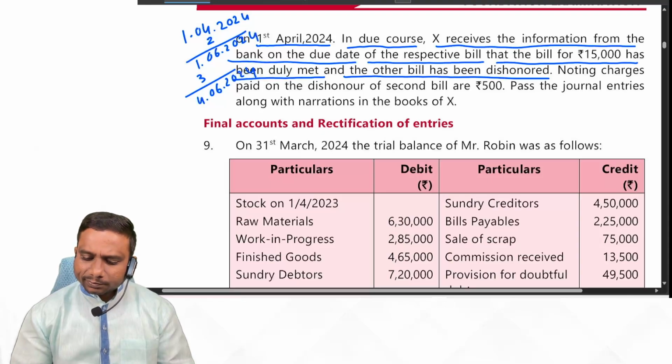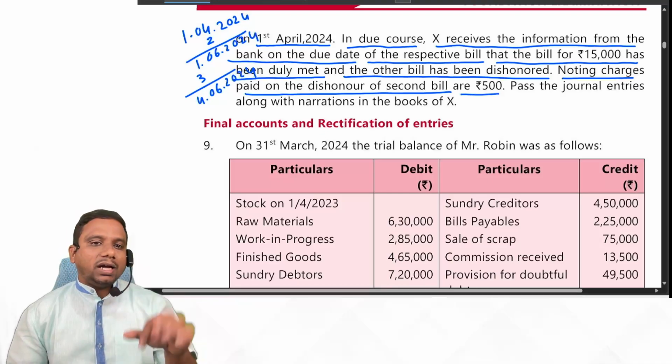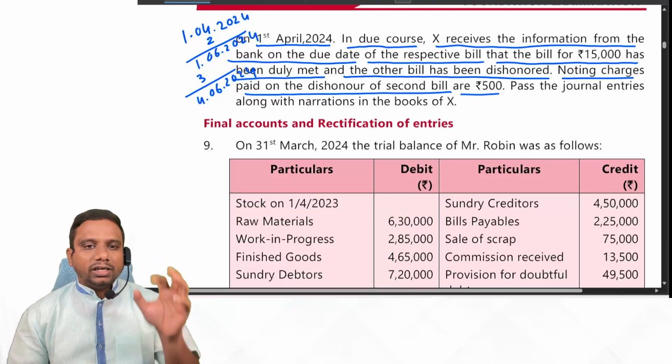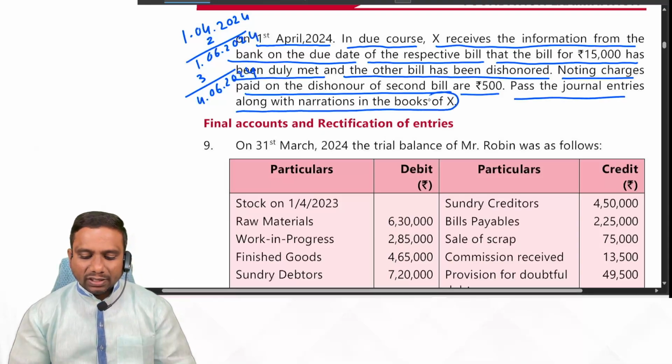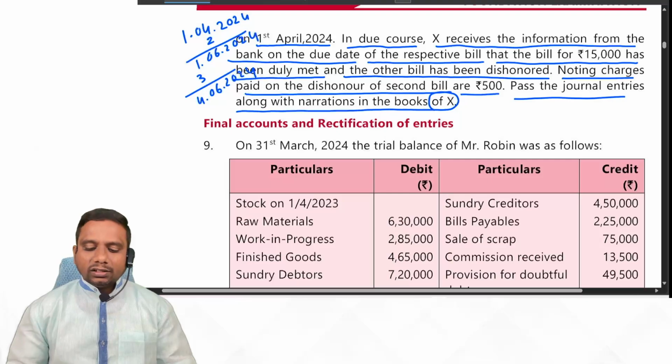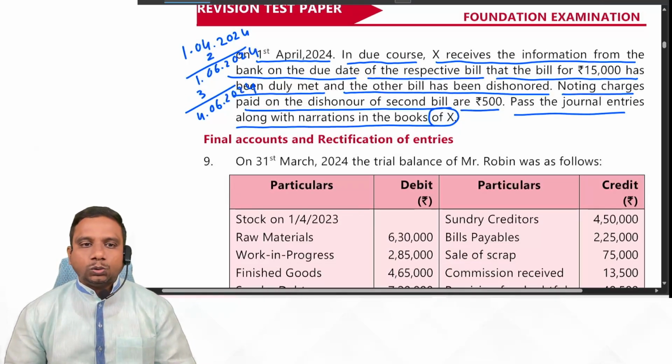Noting charges paid on the dishonor of the second bill are 500. Who will pay noting charges? Tell me. First, the bank will pay noting charges. After that, the bank will deduct the amount from X's account. Pass the necessary journal entries along with narrations in the books of X. So here they are asking only for the entries in the books of the drawer. Yes or no, students? It's a very simple problem.